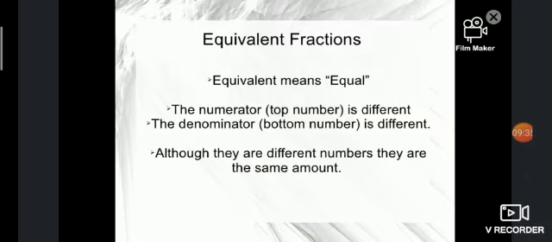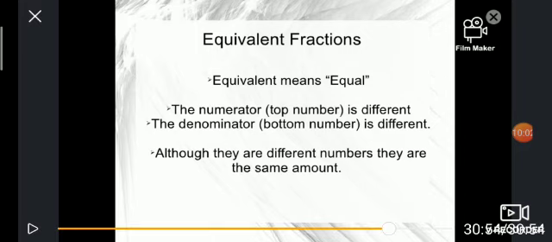Next, equivalent fractions. What are they? Let's see. Equivalent means equal. The numerator, the top number, is different. The denominator, the bottom number, is different. Although they are different numbers, they are the same amount. So in the next slide we'll see.